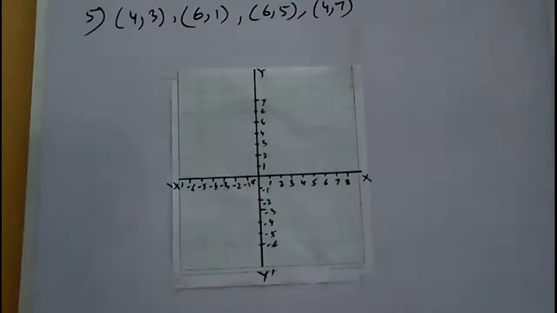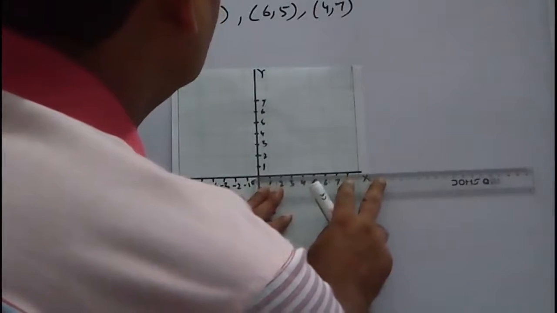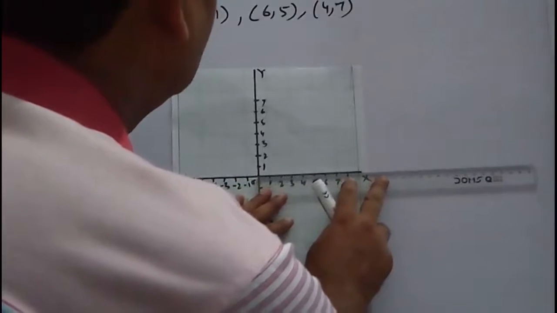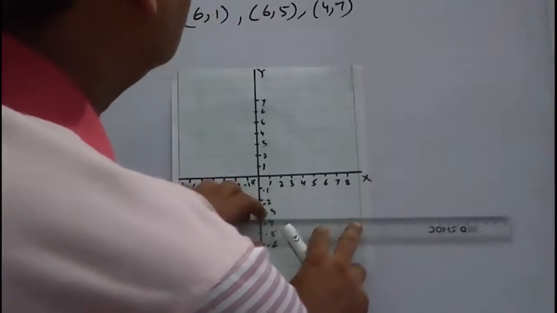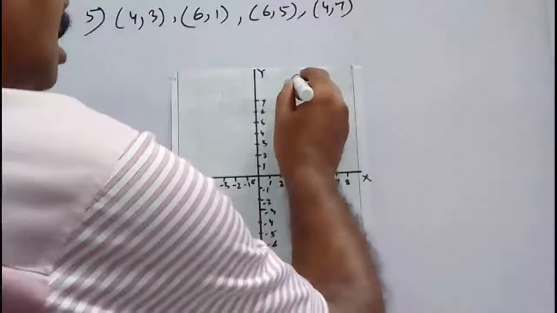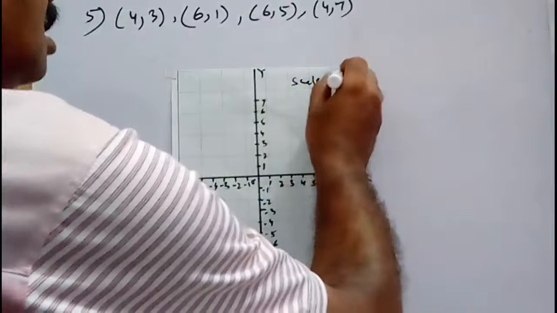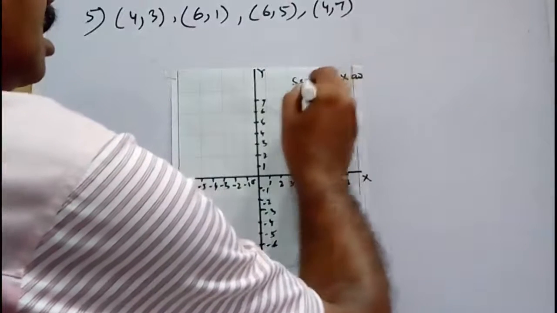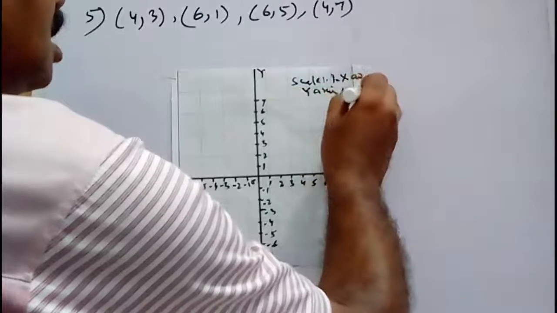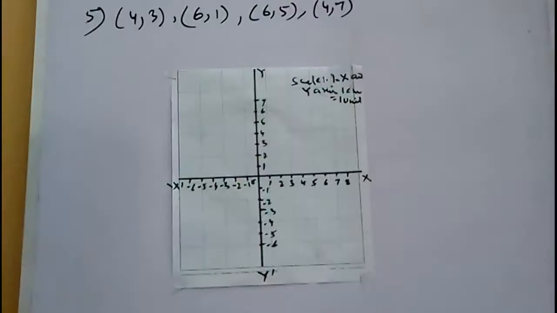Now see, 0 is the origin, so at 1 we have taken that. So in scale, in x and y axis 1 centimeter equals 1 unit. In this way write the scale.